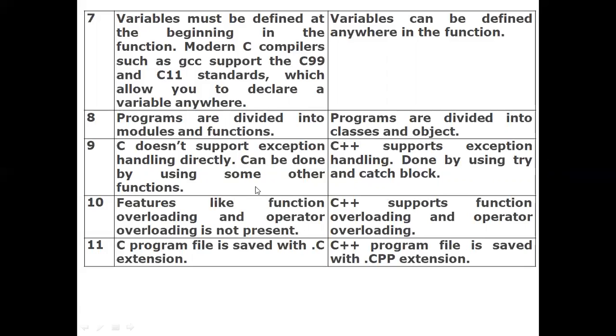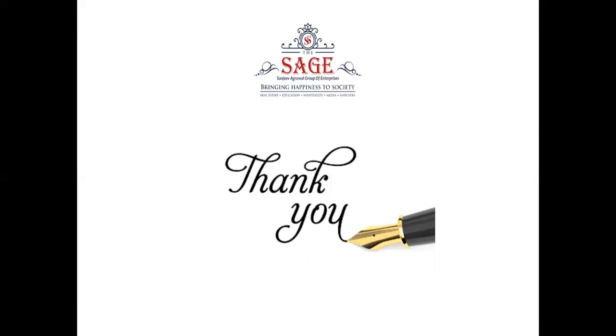Features like function overloading and operator overloading are not present in C. In C++ they are present. A C file is saved with the extension .c, abc.c for example, whereas in C++ the file is saved with the .cpp extension. I think with this you understood the difference between procedure-oriented and object-oriented concepts, and with this we are ending this topic.